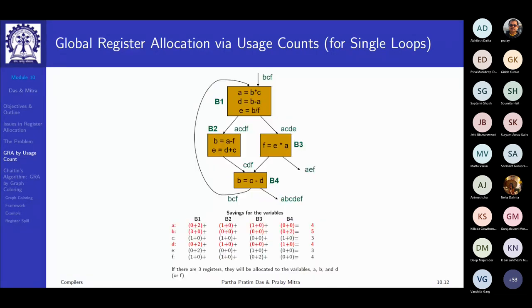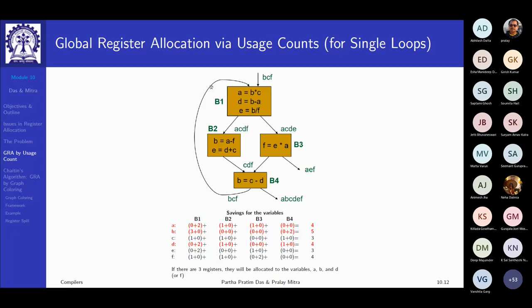Let us look at an example. Here is a loop which has 4 basic blocks: B1, B2, B3, B4. The DFA for liveness has also been done. So at the entry of every basic block, we show the variables that are live. So B, C, and F are live on entry to B1. A, C, D, F are live on entry to B2, and so on. These are all shown as the liveness.